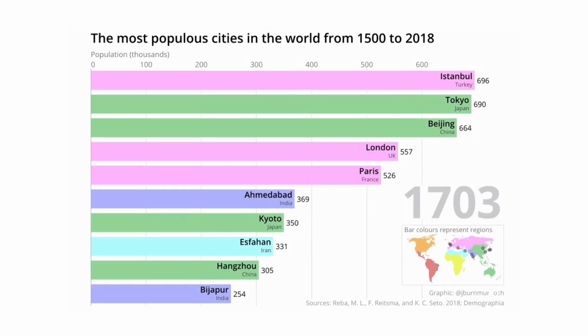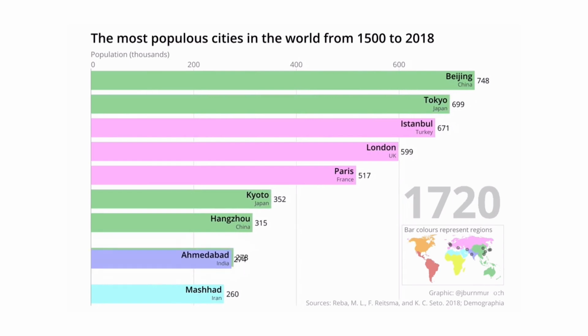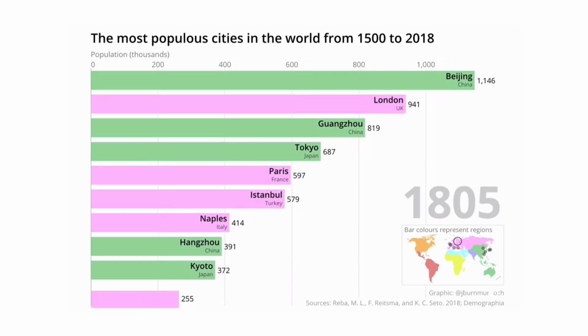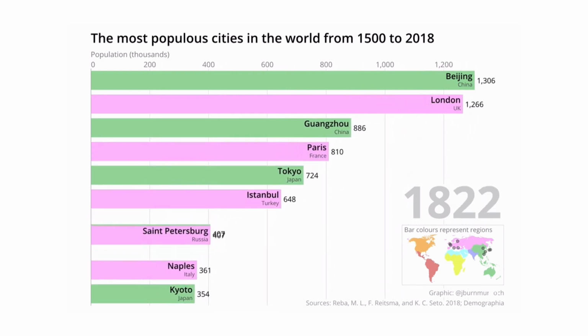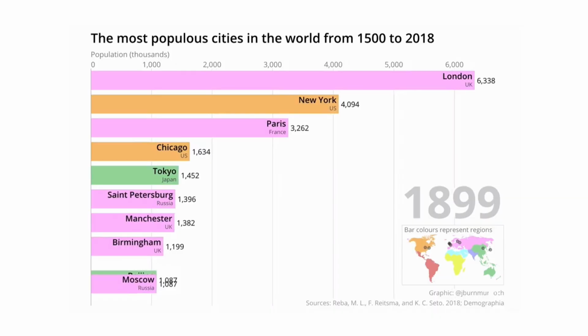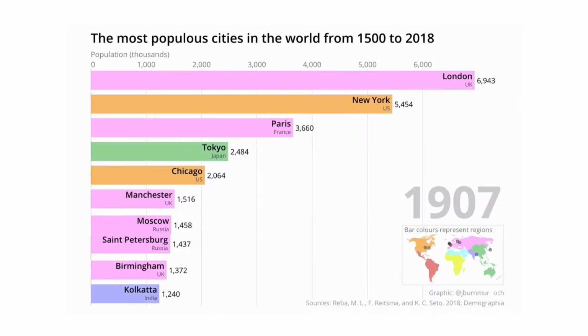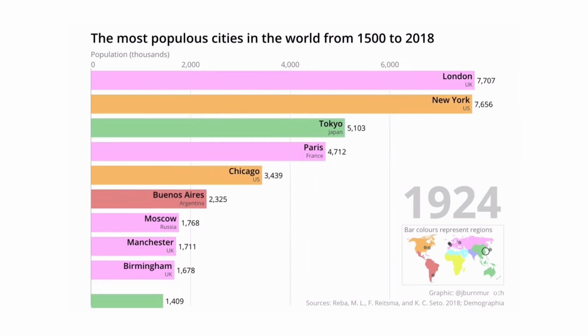Come 1700, Istanbul's still up there. Just seeing Tokyo becoming one of the biggest cities in the world. London and Paris there as well. And by 1800, you can see all the bars are green and pink. It's basically Europe, China, and Japan that have the most popular cities in the world. Skip forward 100 years and you see London right at the top. But now you're seeing some orange bars, which are US cities, so New York and Chicago.